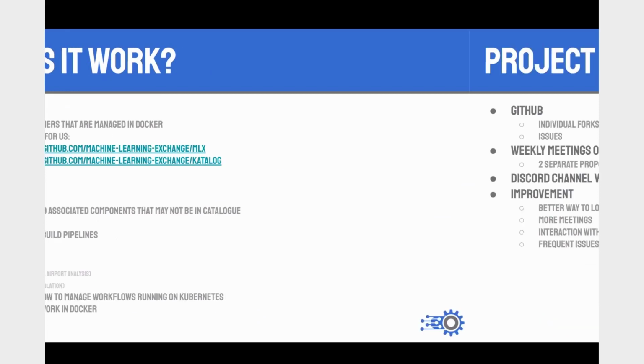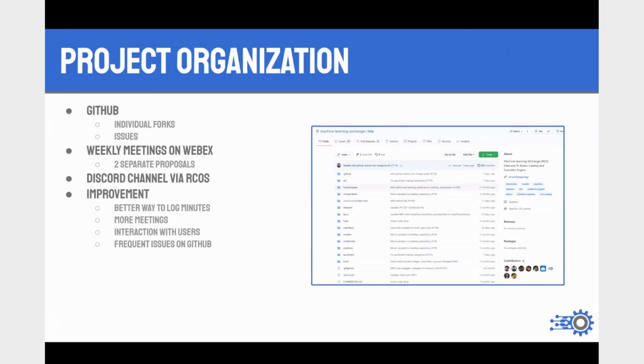Okay. So, just a little talking about our project organization. We have an MLX Exchange GitHub that I've provided an image of here. And SRISHTI and I both have our own individual forks. We picked our project proposals by going through the issues that are available on their master branch GitHub.